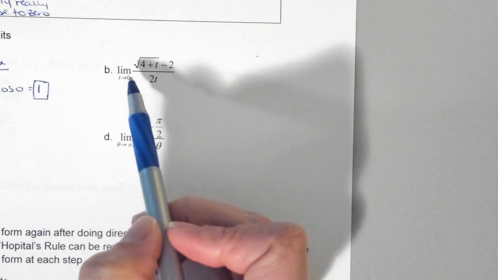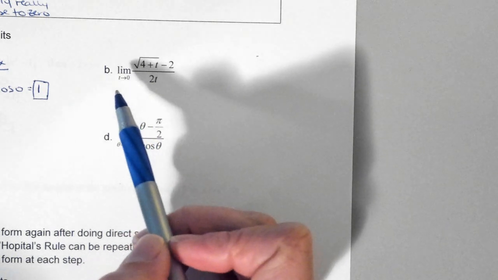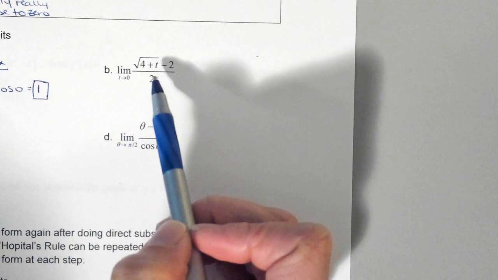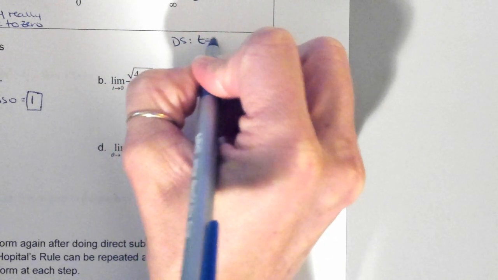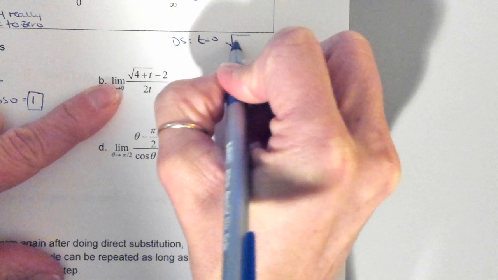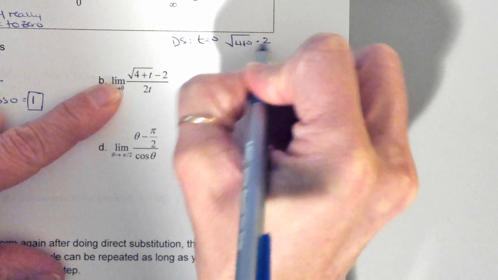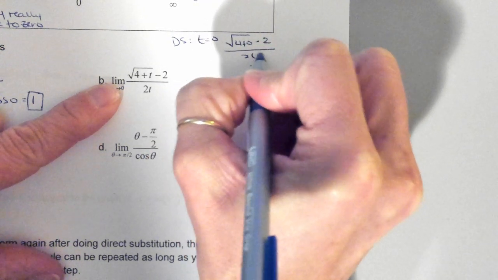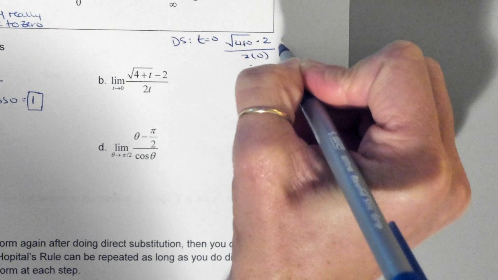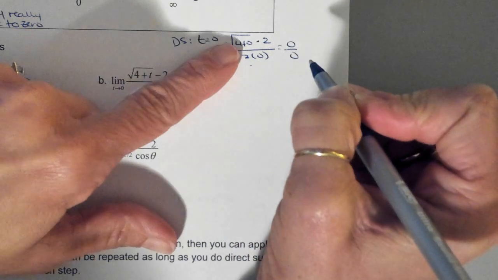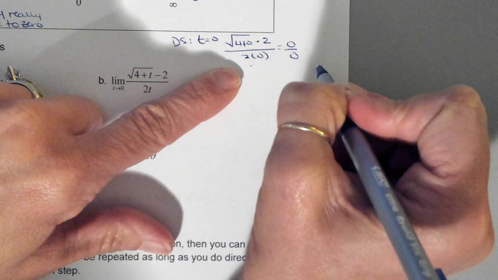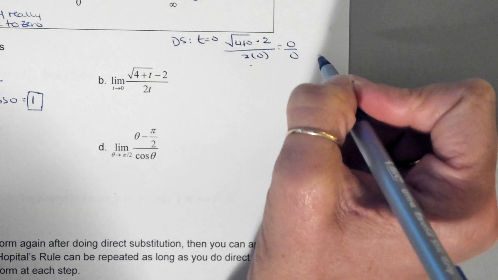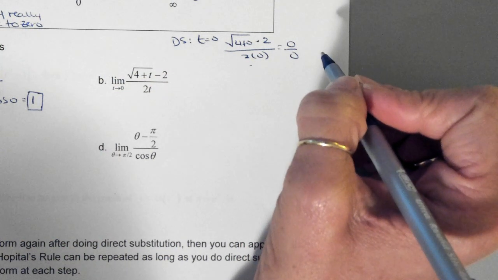Okay, so let's look here. We want to evaluate the limit as t, or x, or whatever your variable is, approaches 0. First thing we want to try is direct substitution when t is equal to 0. So we've got the square root of 4 plus 0 minus 2 over 2 times 0. Yeah, it's 0 over 0. Because this becomes the square root of 4, which is 2, minus 2 over 0.